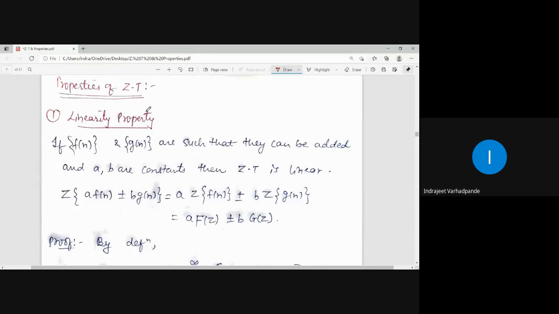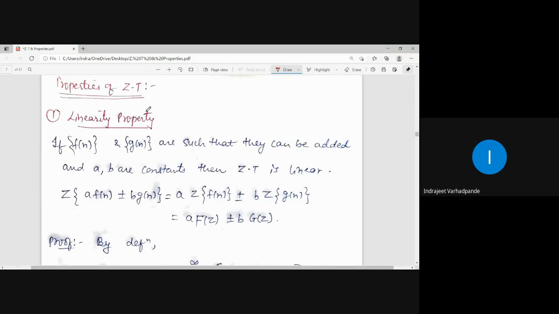Z transform. Like what we must have learned earlier about the properties of Laplace transform, similar kind of properties we will be discussing in terms of Z transform. In the previous class, we talked about the difference between the Z transform and the Laplace transform, right? So Z transform is applicable for the discrete function, or for the sequence.